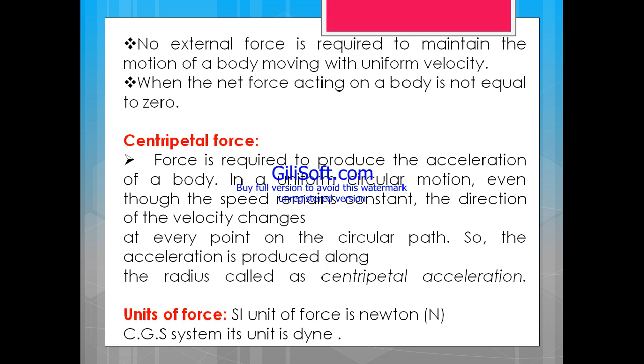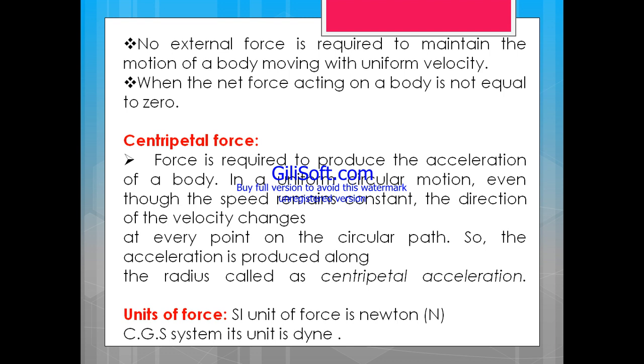Another example I am telling you: if you take a stone and tie the stone on a thread, stand in a position and make that thread rotate. When you start the rotation, you can notice it is a circular motion, uniform circular motion, and that type of motion we also call rotational motion.